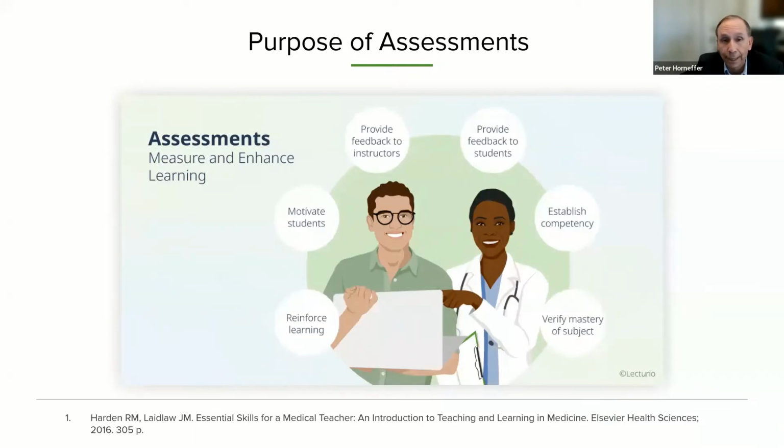And there are a number of attributes. You'll note that I omitted grades and ranking, and that's because I think many of us are moving beyond that. In the school I help run, we've gone to pass-fail grading, as many institutions have, and I think we are now talking more about providing feedback, establishing competency, and verifying mastery. Obviously, these things motivate students and reinforce learning.